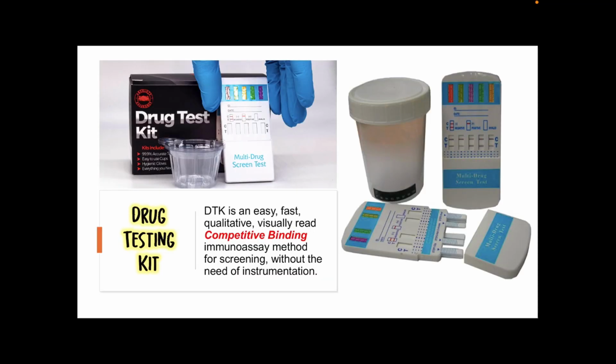So for the registered kits, we have here the DTK. So this drug testing kit is oftentimes used in the screening method. So it has this principle of competitive binding immunoassay. So this method employs a unique mixture of monoclonal and polyclonal antibodies to selectively identify the drugs of abuse and their metabolites in the test samples, and it has a high degree of sensitivity.